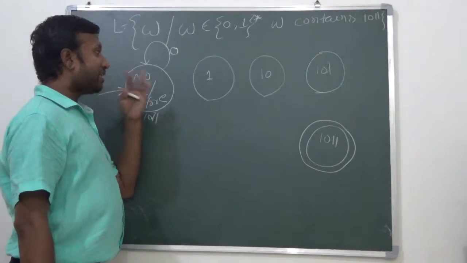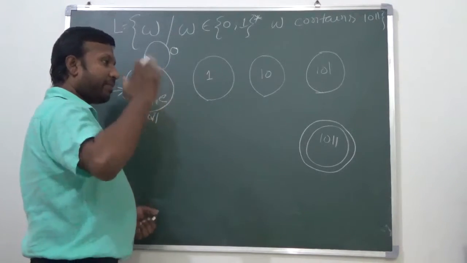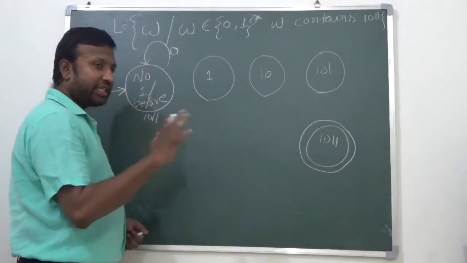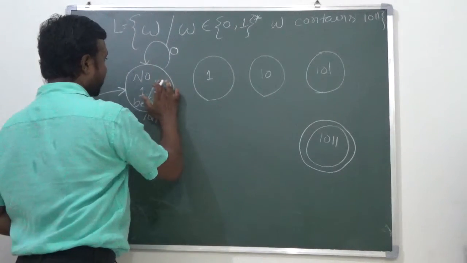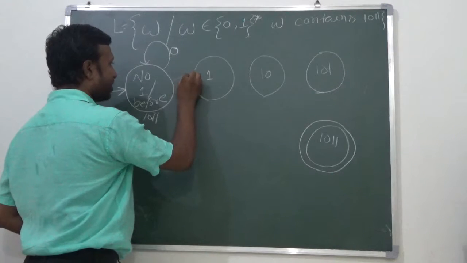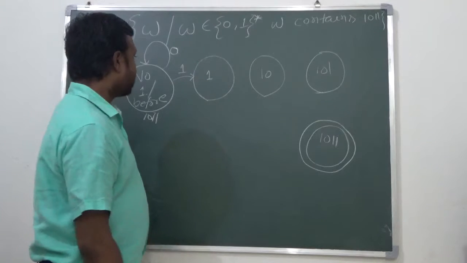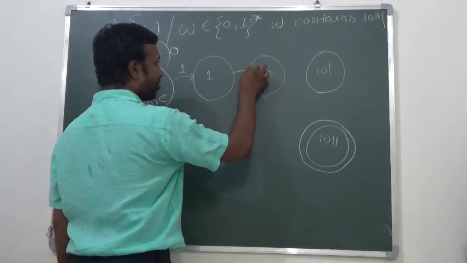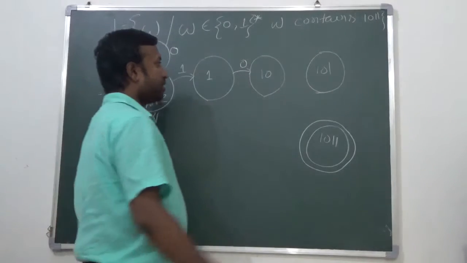If the machine has seen 1, and then it is saying 0, that's a different case. But the machine still has not seen any kind of 1, it is only getting 0, so it is coming back to this state. Now, if the machine has seen 1, it will go to this state. Then the machine has seen 0, then only the machine will come to the next state.